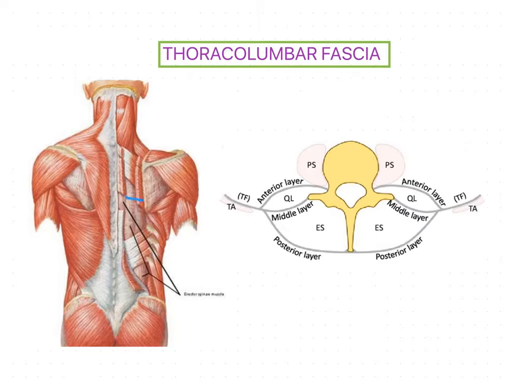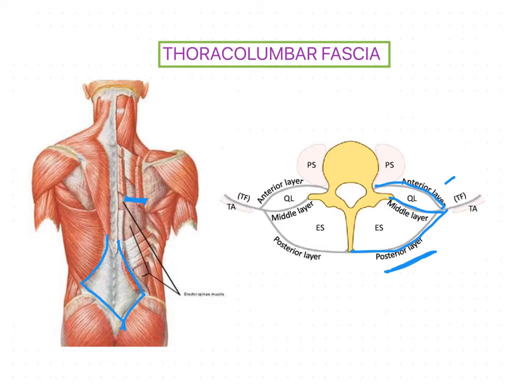So here you can find these are the deep muscles of the back. In the lumbar region it is almost in the form of a diamond shape, as we can see here. This thoracolumbar fascia is made up of three layers: the anterior layer, the middle layer, and the posterior layer. Out of these three layers, the anterior layer is the thinnest and the posterior layer is the thickest.